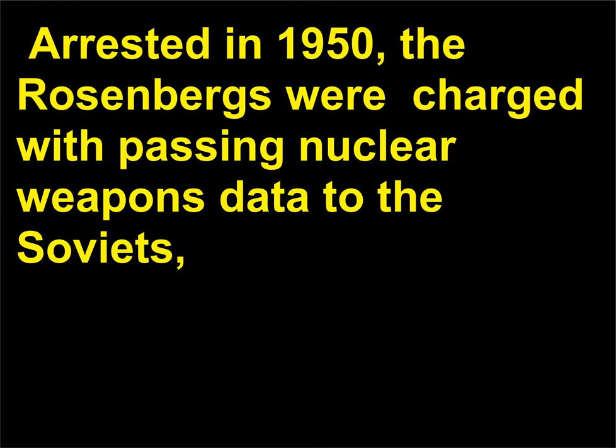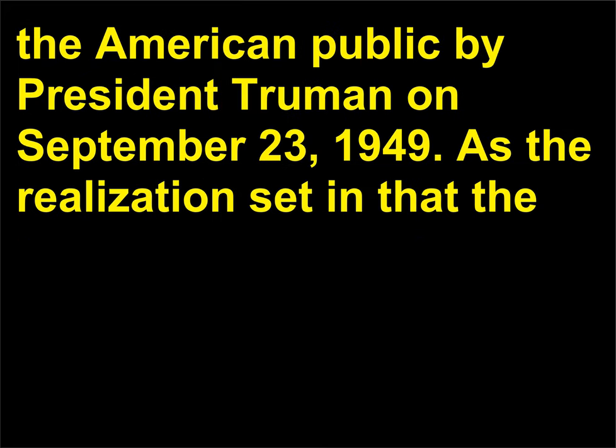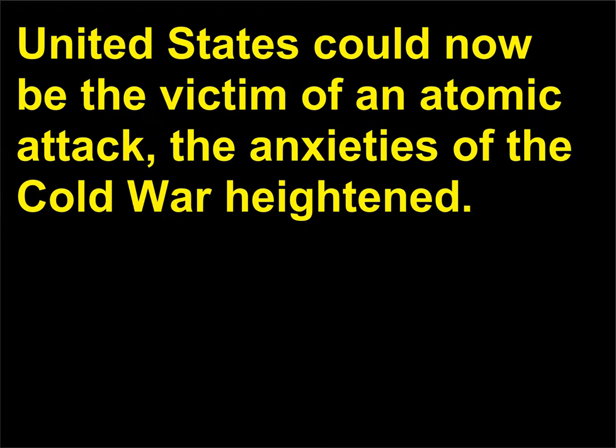Arrested in 1950, the Rosenbergs were charged with passing nuclear weapons data to the Soviets, enabling the communists to develop and explode their own atomic bomb, an event that had been announced to the American public by President Truman on September 23, 1949. As the realization set in that the United States could now be the victim of an atomic attack, the anxieties of the Cold War heightened.